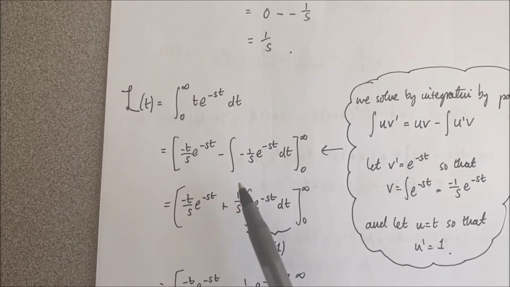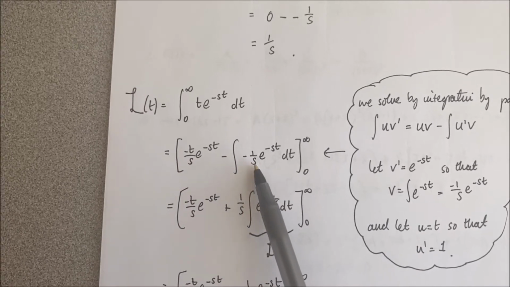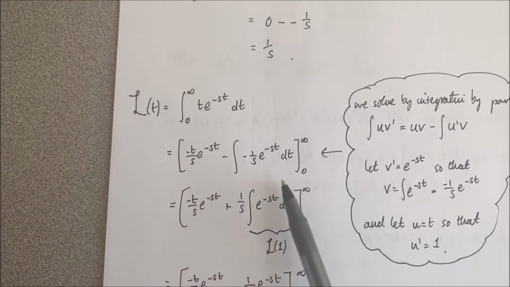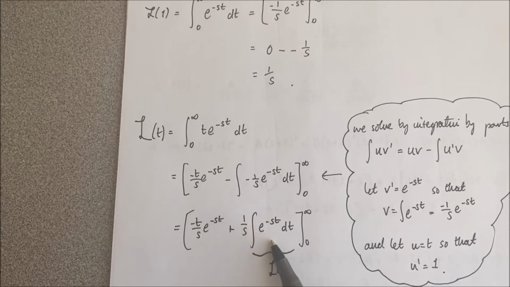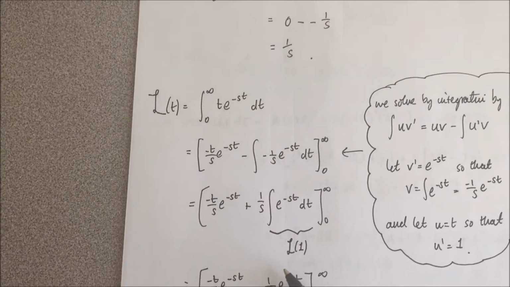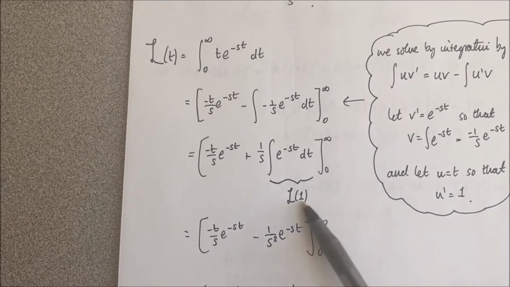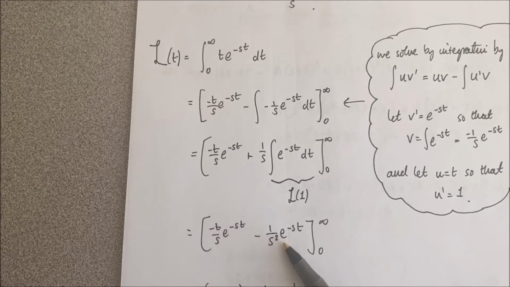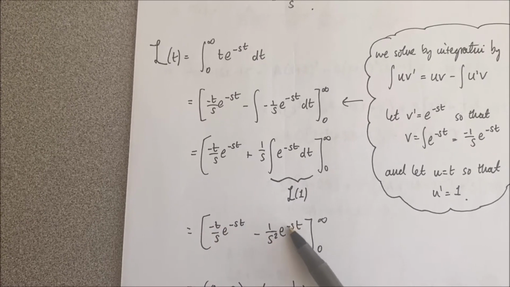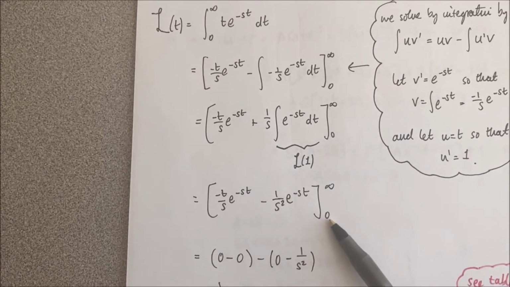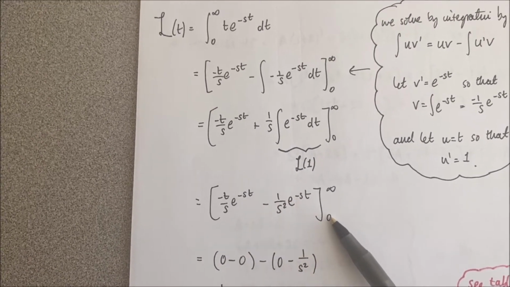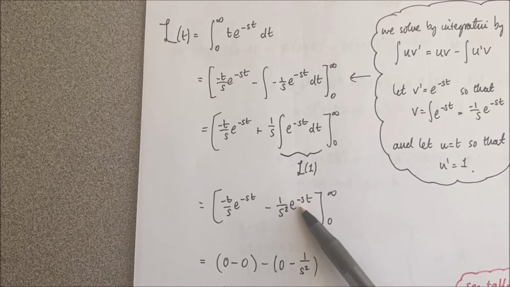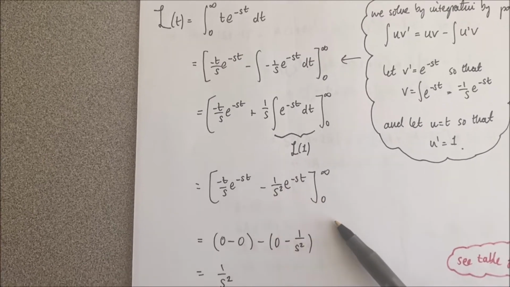All I've done from this step to this step is just taken out the 1 over s, because it doesn't depend on t, to the front of the integral to get this. And this is what we saw above when we were evaluating the Laplace transform of 1, right? So we do the same thing again. We evaluate this expression as t tends to infinity. That's going to make this part go to 0, and it's going to make this part go to 0 as well, right? And then we evaluate the same thing as when t equals 0. So that's going to make this part 0, and this exponential function 1. So this will just go to 1 over s squared.